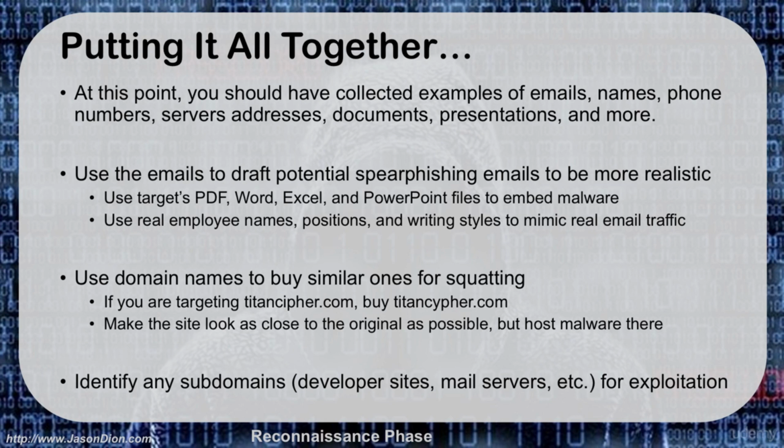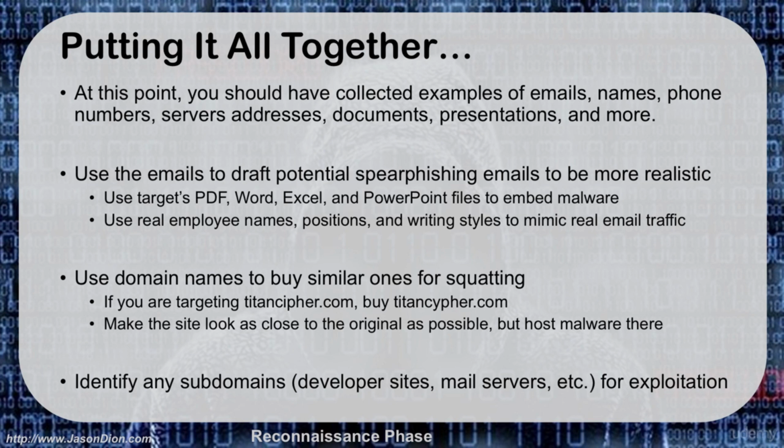Or, if I have a domain name, for instance, I own titancipher.com for my hacking competitions, I could also buy titancipher with a y.com. Now, if I have that one, I can use that as a watering hole. I can make it look just like the original titancipher.com, but embed malware in there. That way, when people go to titancipher.com, if they mistype it, they go to the incorrect site. So for instance, if you had Google with three O's instead of two O's, or Yahoo with three O's instead of two O's, something like that will allow us to have similar domain names that people can mistype and go over to us. Also, we can identify subdomains.